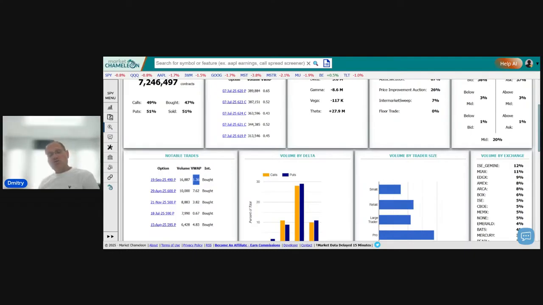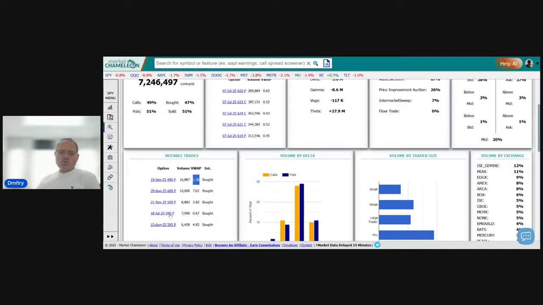Our interpretation was that the incoming order was a buy order, was bought. The next one's August 29th, 600 put, 10,000 contracts traded for a VWAP price of 762. Our interpretation is that's also bought. Then a November 500 put, and you could see.